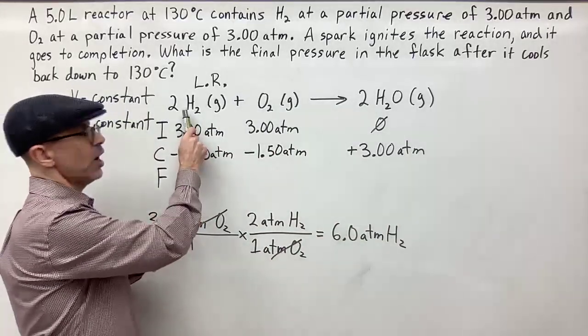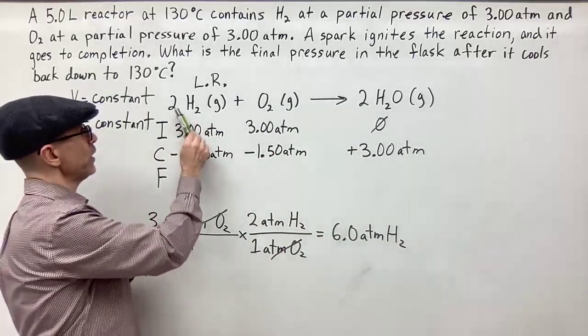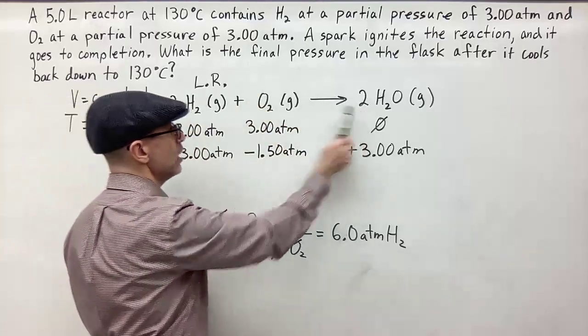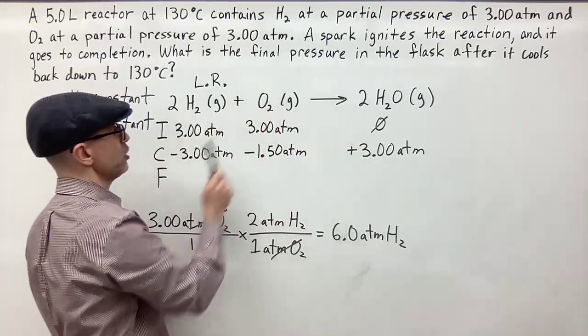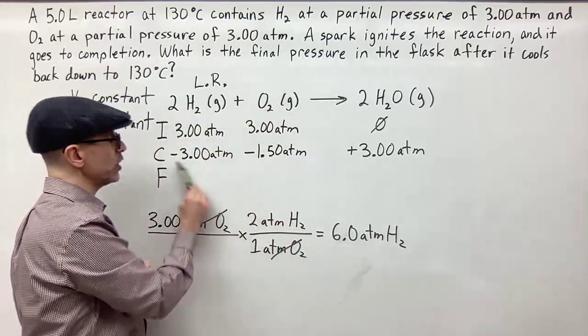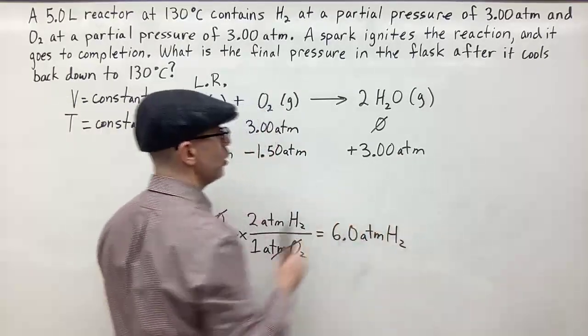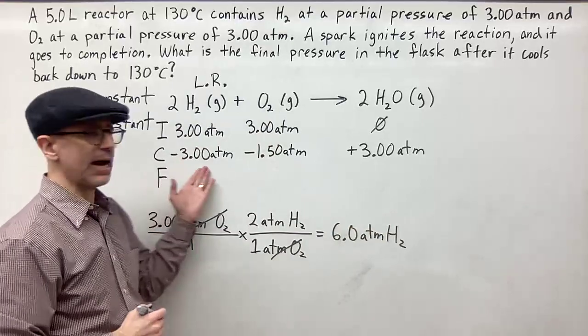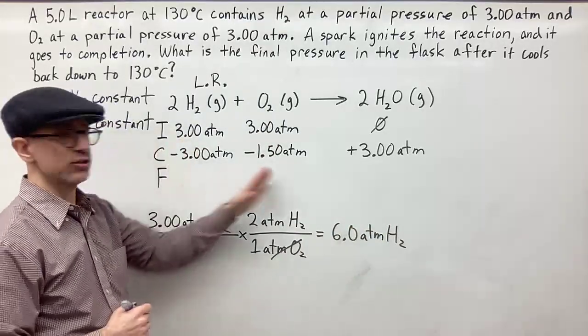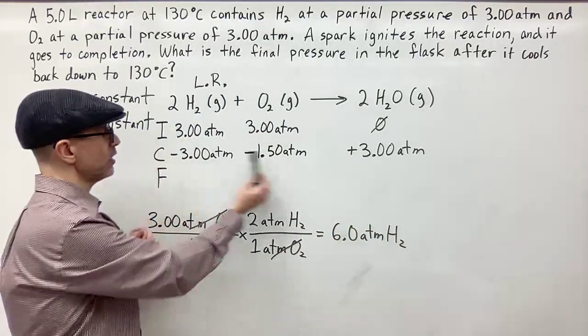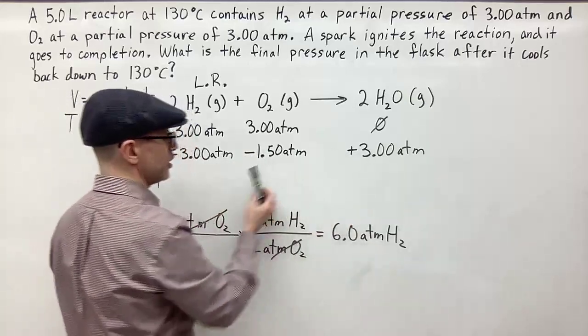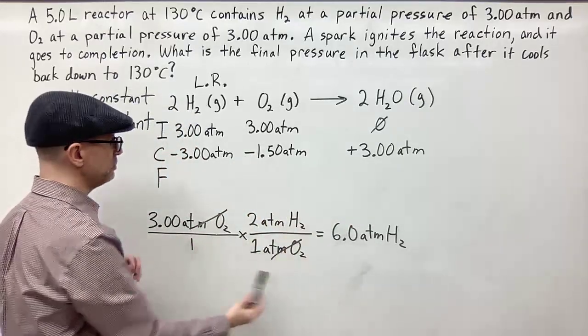I could have used hydrogen too. So here it's a 2:2, so it's like a 1:1 ratio. If I lose 3 of these, then I'm going to gain the same amount in water. And I can use conversion factors to do this too, to show you the calculations, just like I did here.